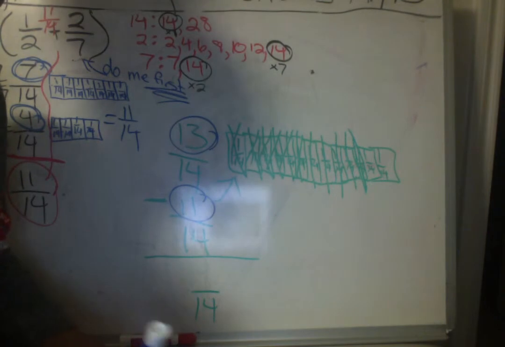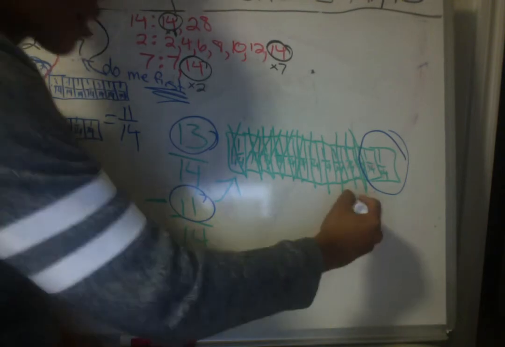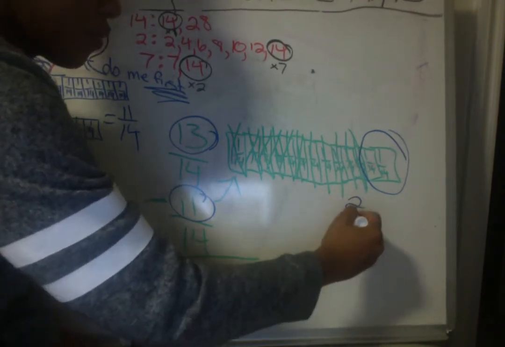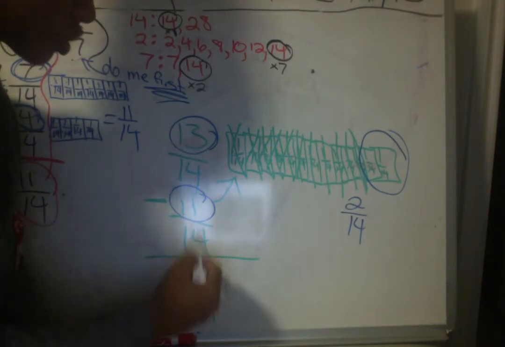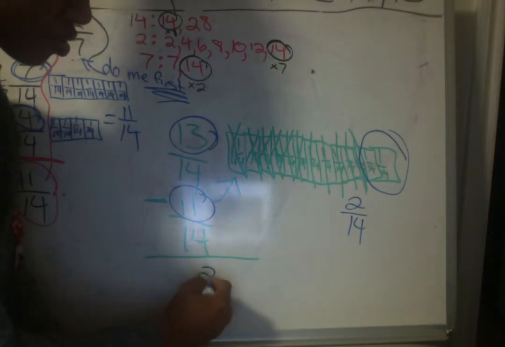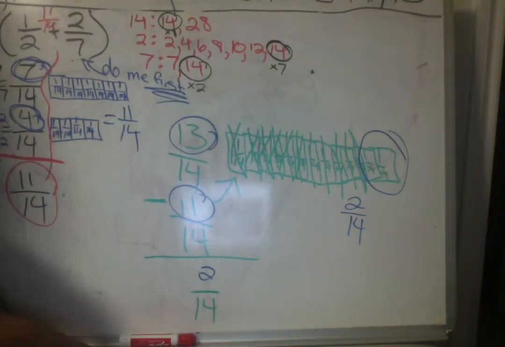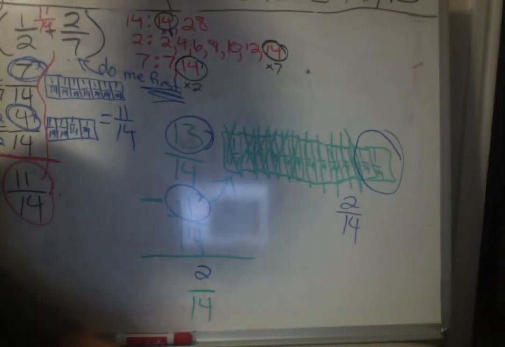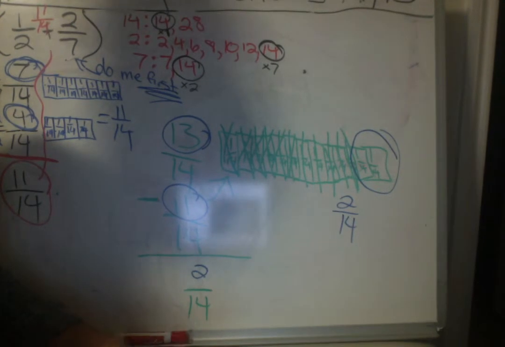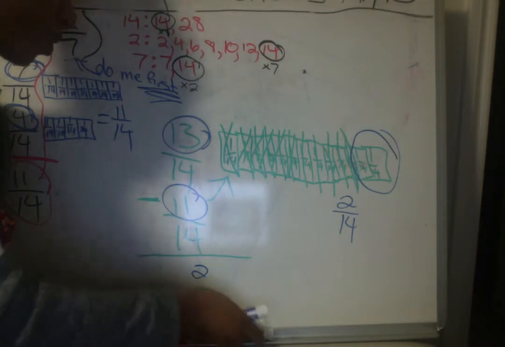I am only left with these two right here. So I should have 2 14ths left. If I look here, 13 minus 11 is 2. My answer is 2 14ths. Now, are we done? No. I have a prime number here and a composite number here. I need 2 prime numbers.